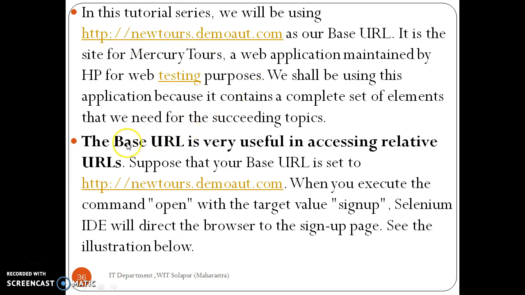The base URL is very useful in accessing a relative URL. Suppose your base URL is set to this particular address. When you execute the command open with the target value as sign up, the Selenium IDE will direct the browser to the sign up page. Now you are on this web page, newtours.demo.com, and your target value is sign up.